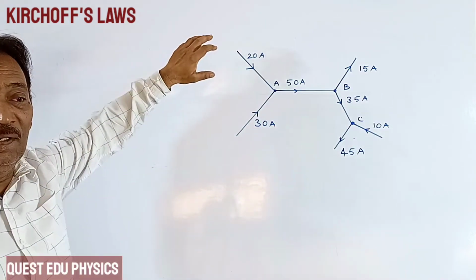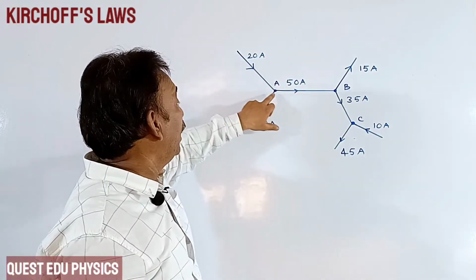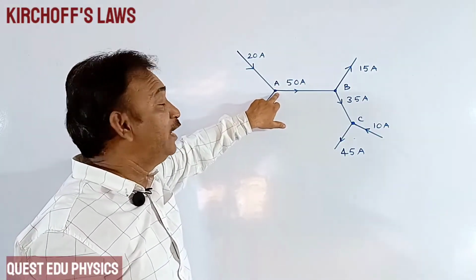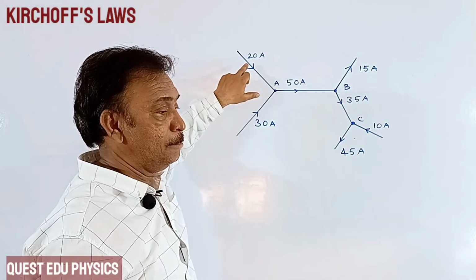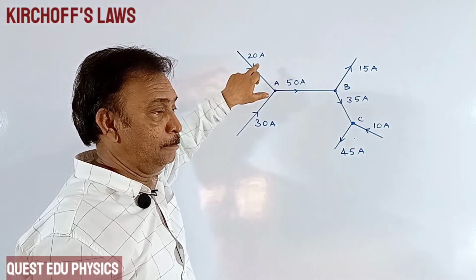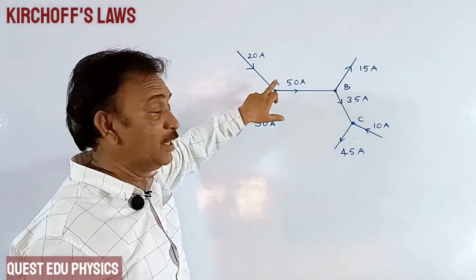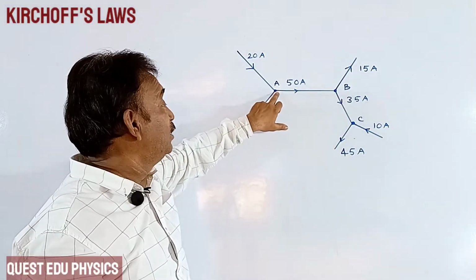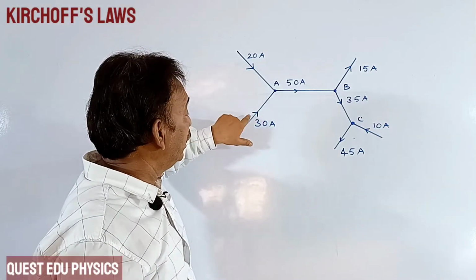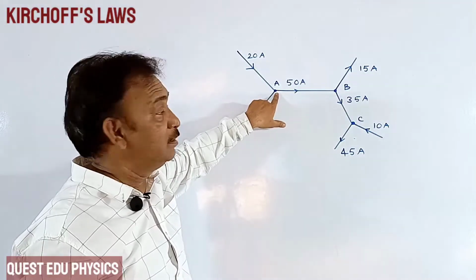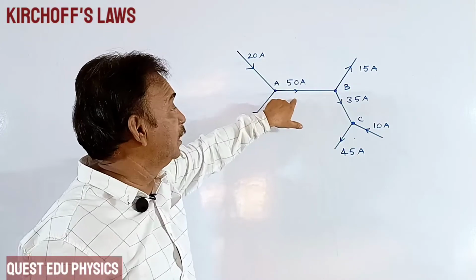Okay, students. Let's see the problem again. According to the junction law, at a junction, the sum of the incoming currents is equal to the outgoing current. Here, 20 ampere and 30 ampere are incoming currents. The sum of the two must be equal to the outgoing. That is 20 plus 30 is equal to 50.